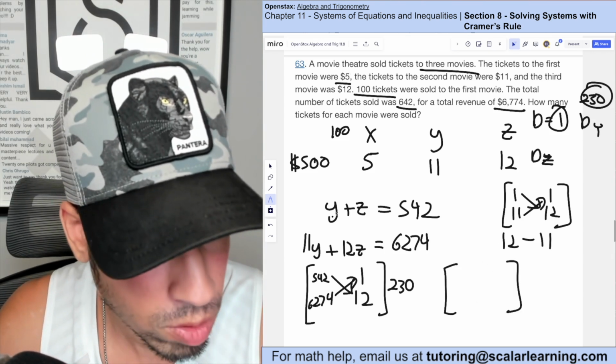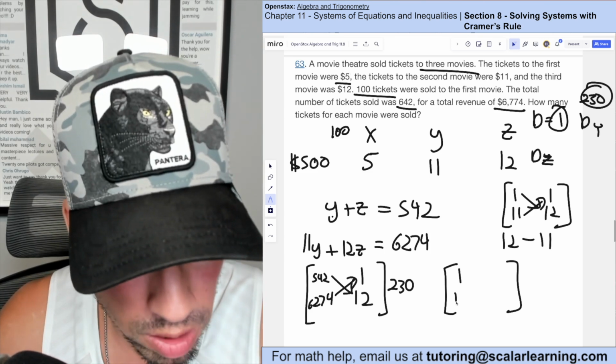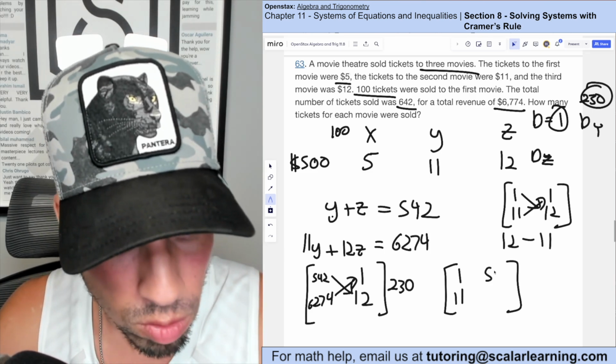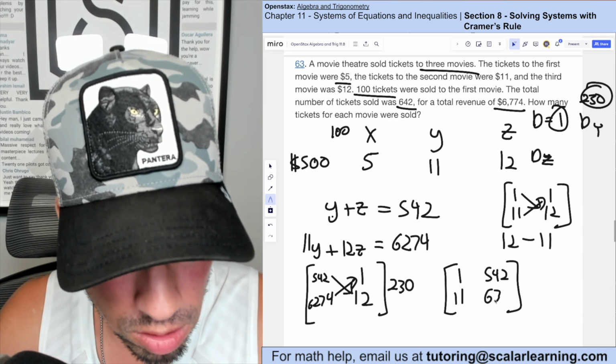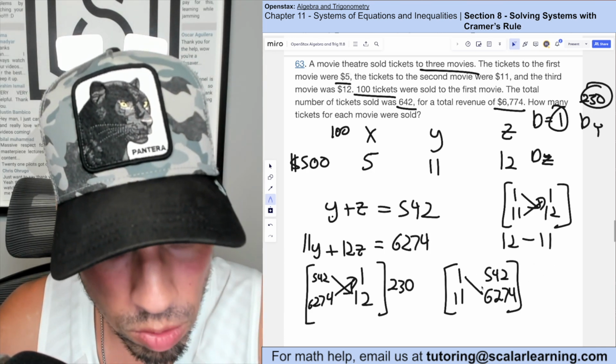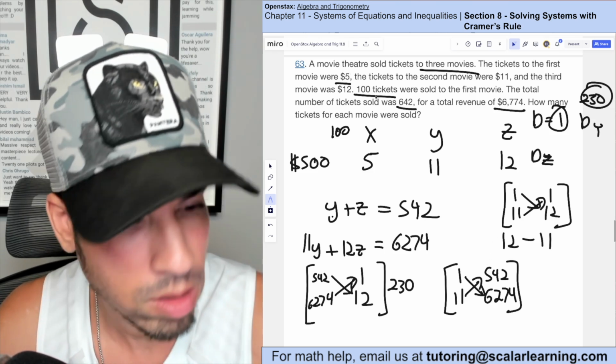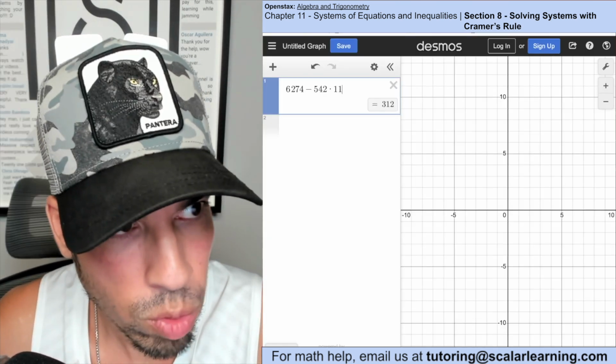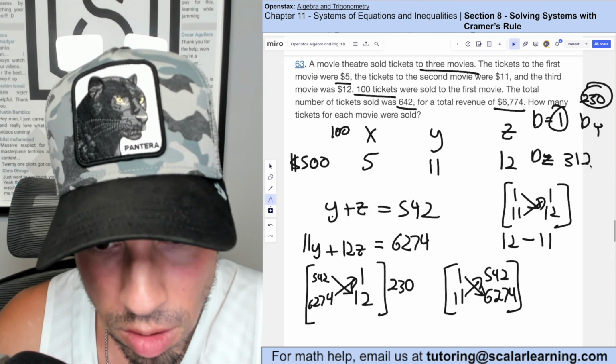So we're going to keep the y as is, coefficients 1 and 11, and replace the z's with 542 and 6274. And let's get the determinant of this. So we do this times this minus this times this, and we get 312. So dz is 312.